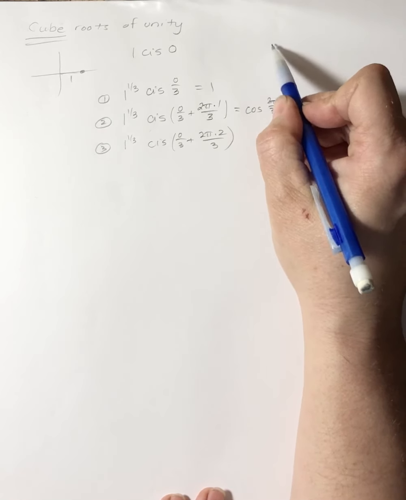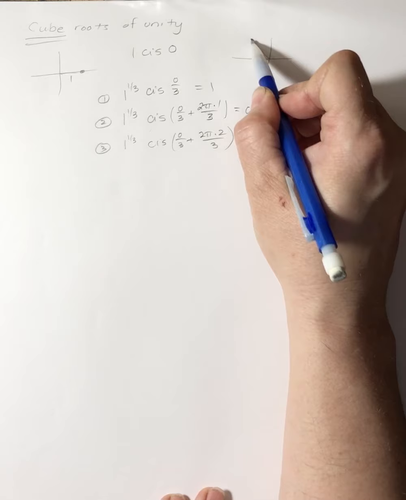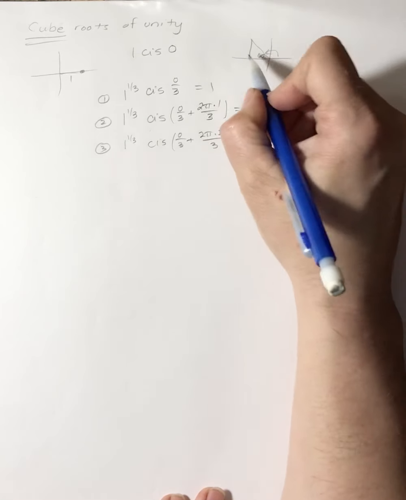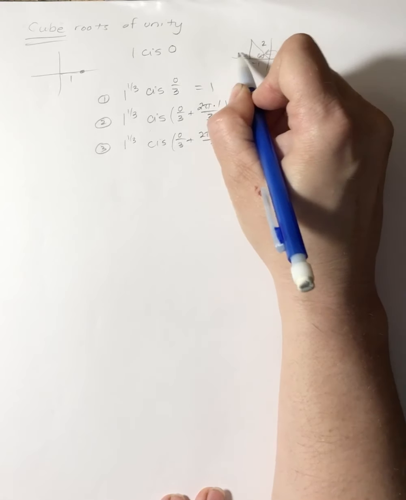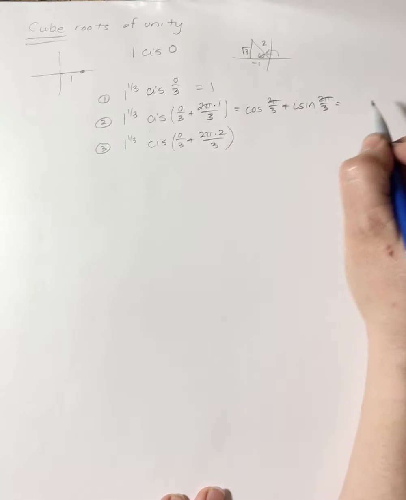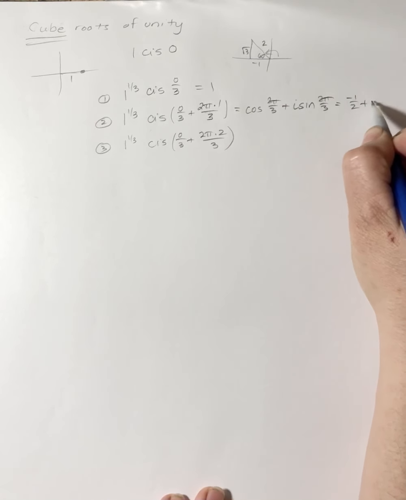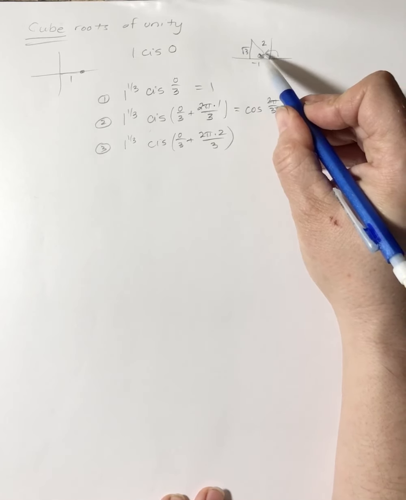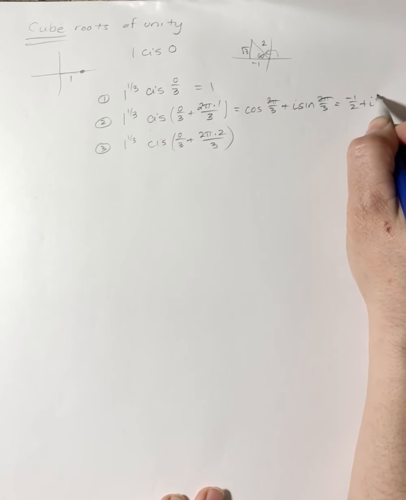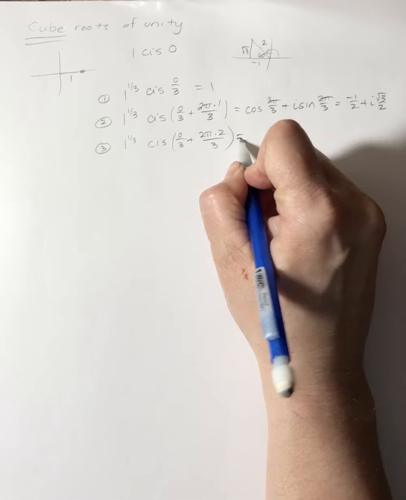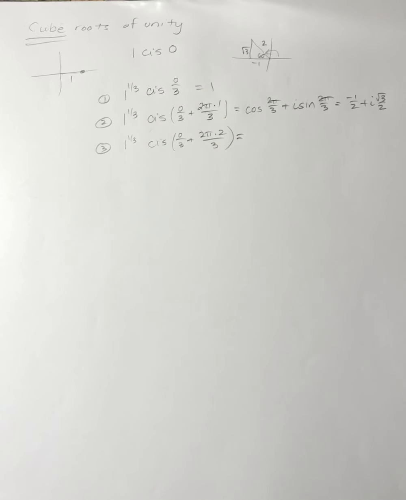All right, 2 pi thirds. If you need to draw yourself a picture, draw yourself a picture. So 2 pi thirds, this is going to be 60 degrees in here. So this is going to be a negative 1, 2, and the square root of 3. So the cosine of 2 pi thirds is a negative 1/2. And then the sine of 2 pi thirds is square root of 3 over 2. So this is one where we can get an exact answer. And they are going to ask you for these.